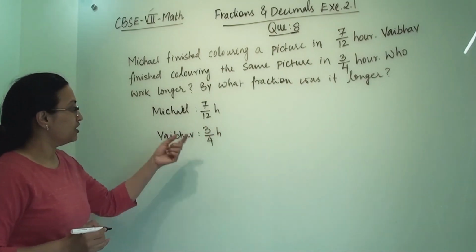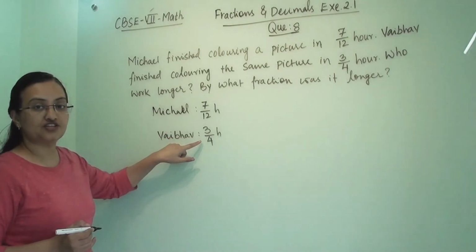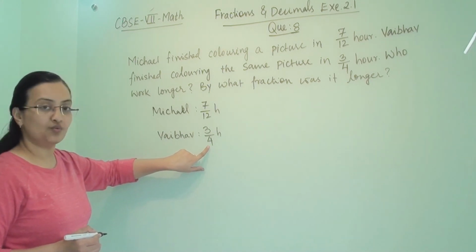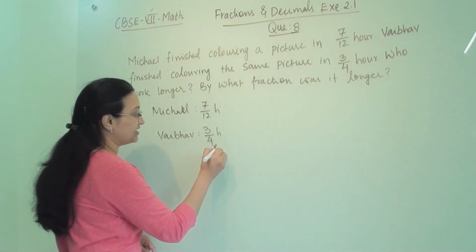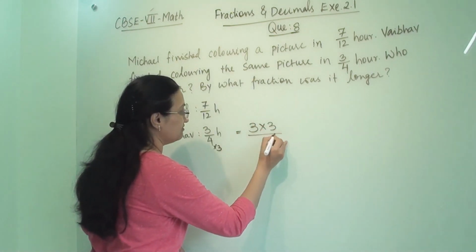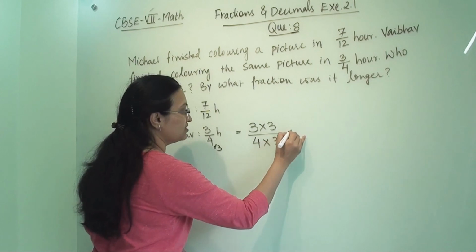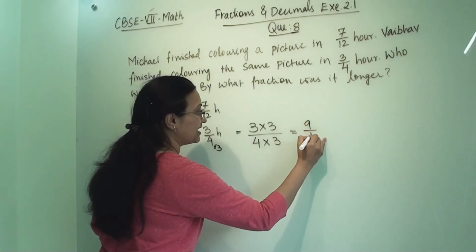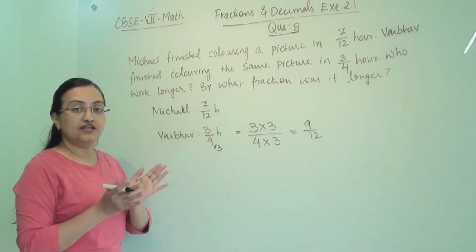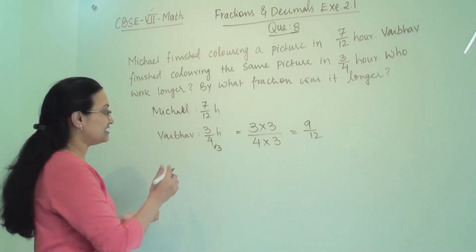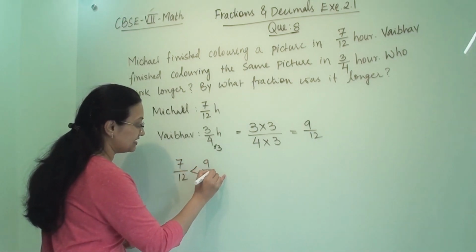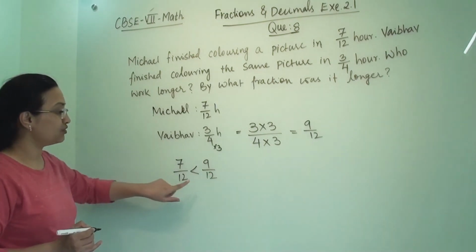Now first of all we have to convert these two fractions into like fractions. Here it is 12 and here it is 4. So we have to convert this into 12, so we have to multiply this with 3. Here we are going to write 3 into 3 divided by 4 into 3. So we will get 9 by 12. Now this is 7 by 12, this is 9 by 12. Both are like fractions, so we can easily compare them: 7 by 12 is less than 9 by 12. So Vaibhav took more time.